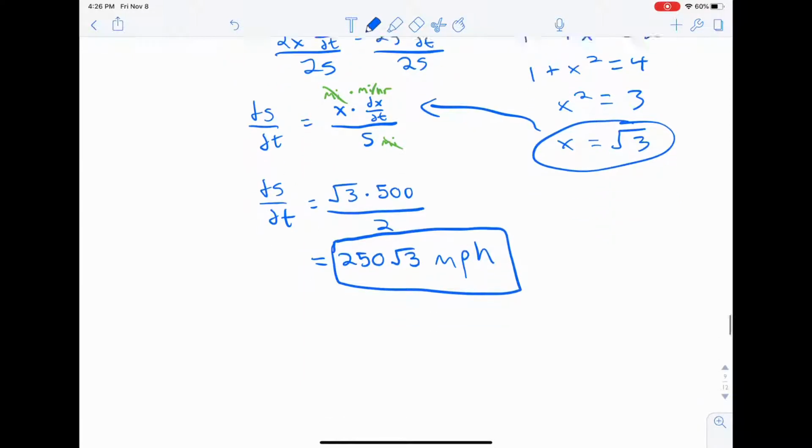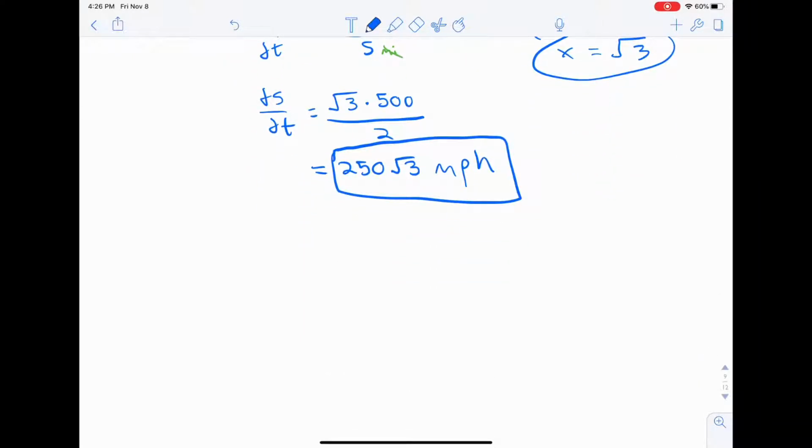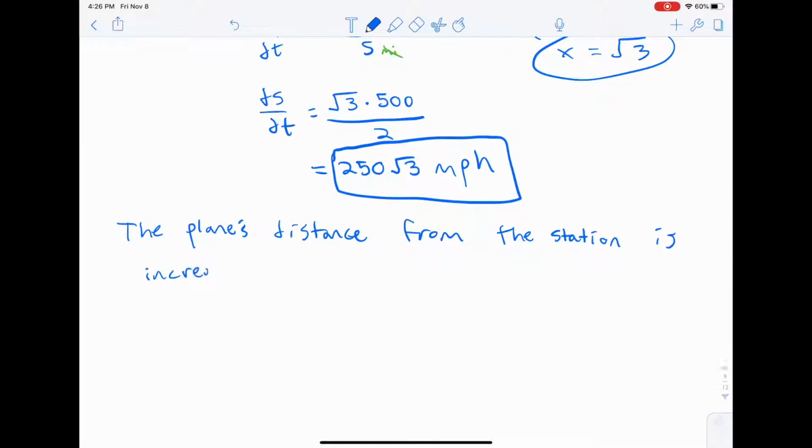Now to answer this in words, you could say that the plane's distance from the station is increasing, and don't forget at a rate of 250 root 3 miles per hour.